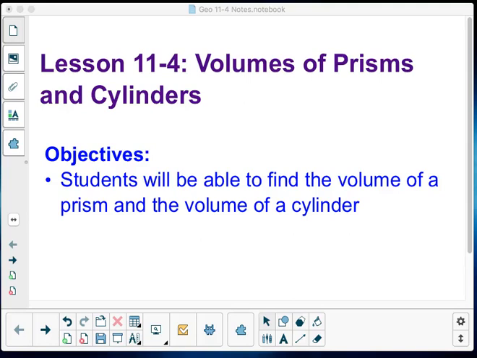Okay, so this is lesson 11.4, volumes of prisms and cylinders. Our objectives: students will be able to find the volume of a prism and the volume of a cylinder. And I'm going to tell you, here it is. This is the best shortcut I can have.